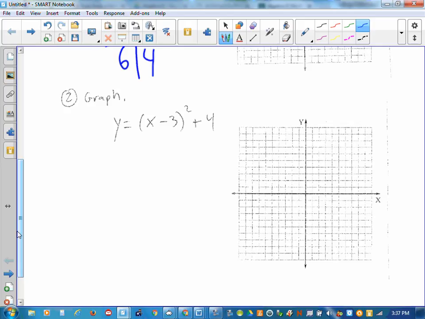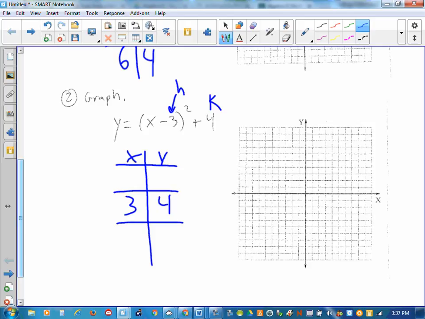Number 2, I don't have to calculate the vertex. The vertex is sitting there for free because it is the vertex form of the parabola. The h always sits right here, and the k always sits right here. So the h is 3, and k is 4. So 3, 4 is the vertex. And again, I would go over 3, up 4, plot the point. And I'm not going to, just to save time.